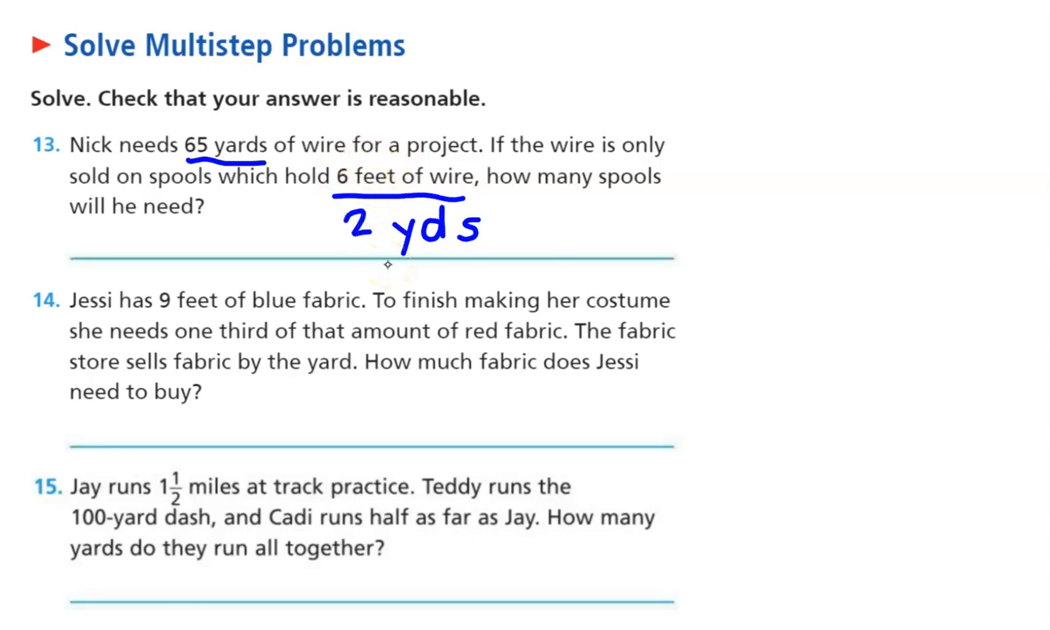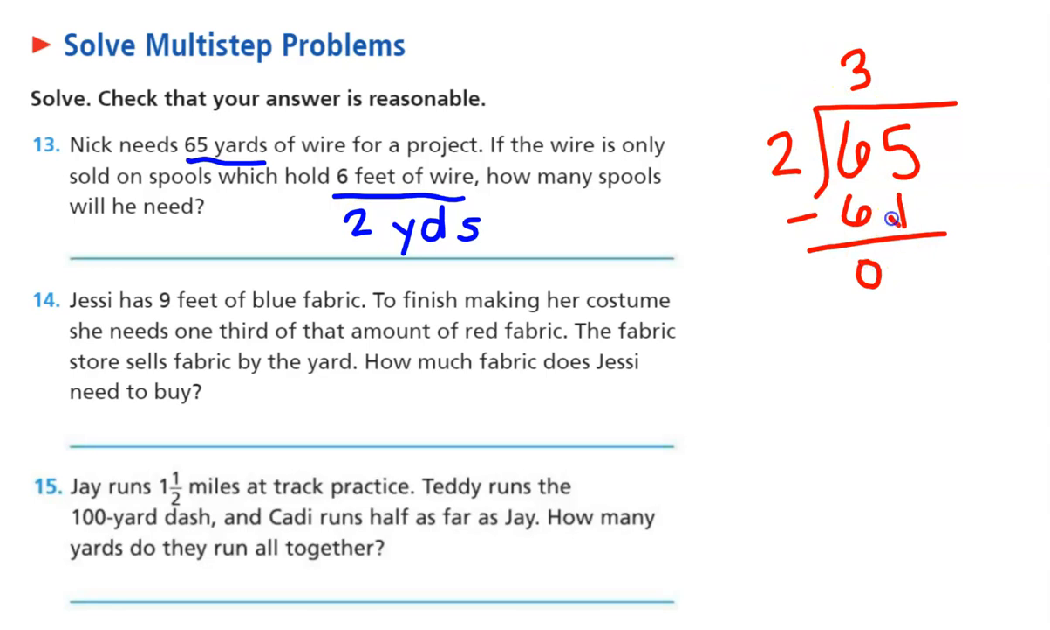Well, there are 3 feet in a yard, and he has 2 groups of 3 feet, so that's going to be 2 yards. So now all I have to do is 65 yards divided by 2, because I want to just know how many groups of 2 I need. So 2 will go into 6 3 times, and then 2 will go into 5 2 times.